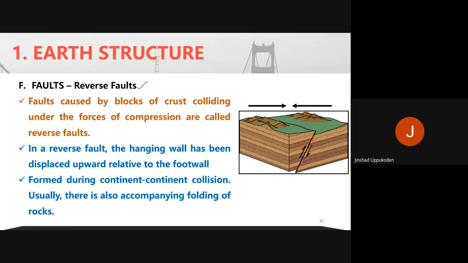Remember, this angle has already been caused due to some factors. The fault plane is this one. So based upon this, if it was like this, the motion will be in a different direction. Since this has already been formed here, this is called a reverse fault. The hanging wall has been displaced upward relative to the foot wall, formed during continent to continent collision. Usually there is also accompanying folding of rocks. Folding of rocks occurs in both directions, resulting in mountainous regions on either side.